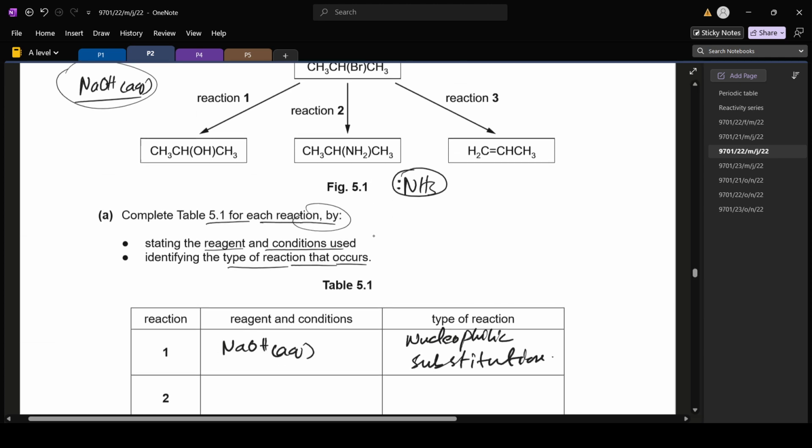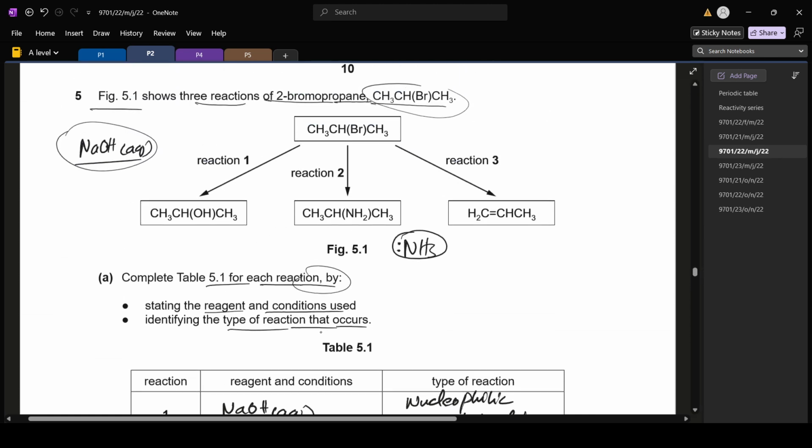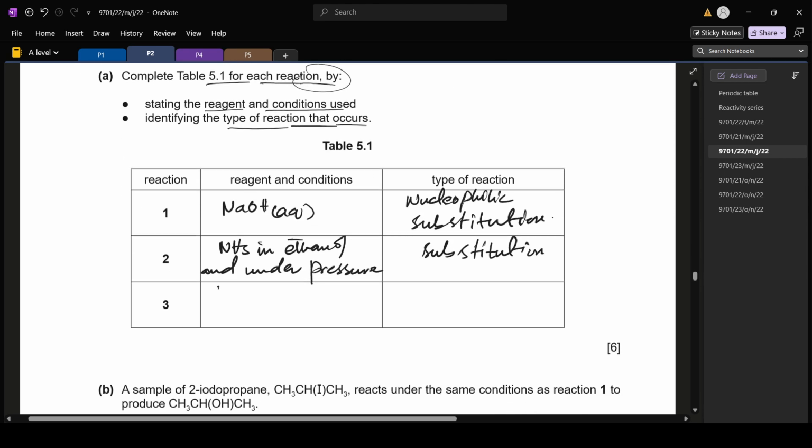Okay, and the conditions are this reaction will happen in ethanol, ammonia in ethanol, and heat under pressure. And this is also a substitution or nucleophilic substitution reaction. Okay, and in part 3, the reagents are NaOH in ethanol, and heat under reflux.